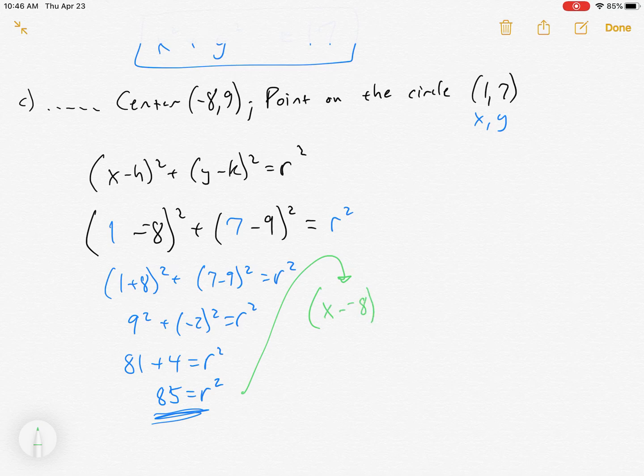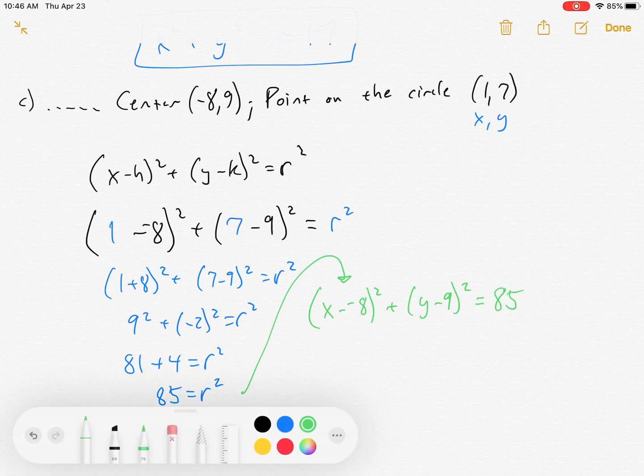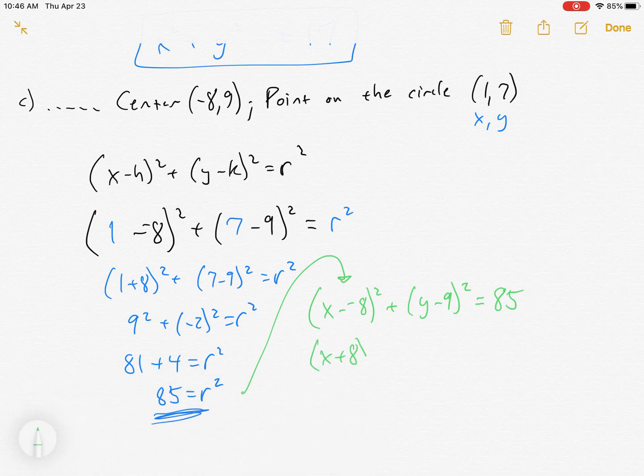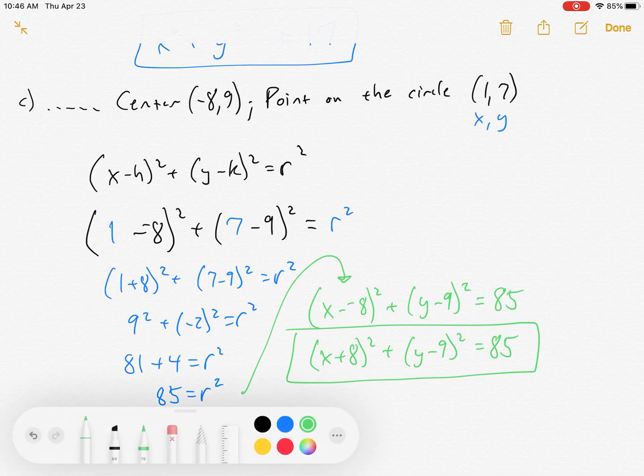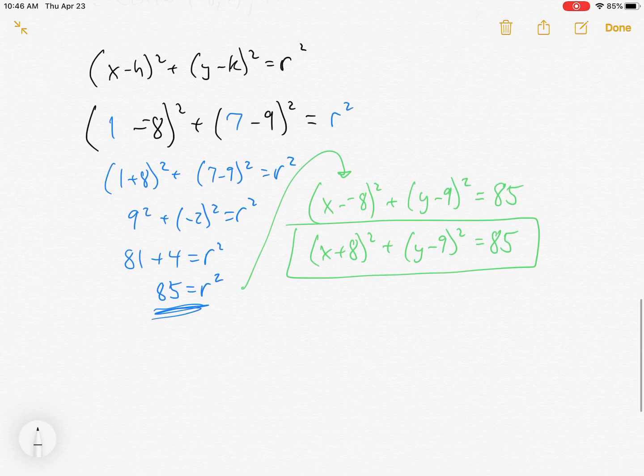So we finish this off by going back up here. You want to go back and let x be x, x minus a -8, and maybe you'll let me put a plus there, but I'll do it that way this time. y minus 9, quantity squared, don't forget your squares, equals 85 goes there. And then we'll just write it again. You don't need to take this extra step. If you don't want to change minus minus to a plus, you can do it all in one, but I'll do it here. And that is the equation of a circle with the center of -8, 9, and a point on the circle of 1, 7.